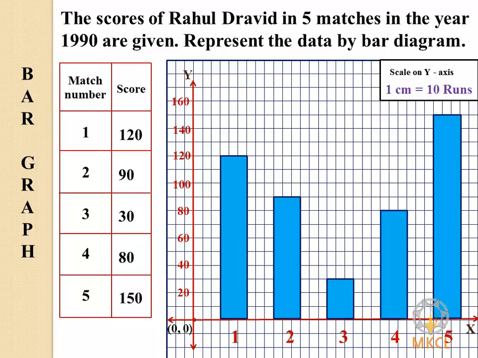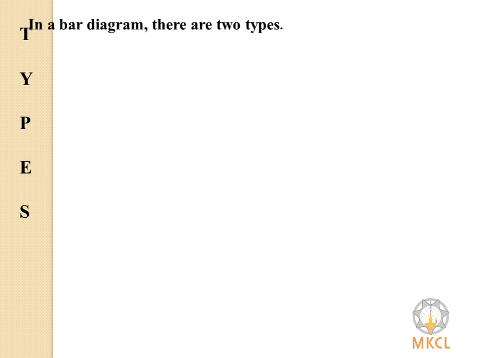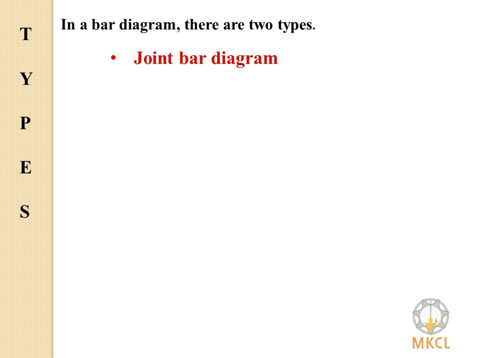This graph is called a bar graph. So, a bar graph is a method of presenting data using rectangular bars, vertically or horizontally, with equal spaces between them. The length of each bar represents the given number. In a bar diagram, there are two types: joint bar diagram and subdivided bar diagram.